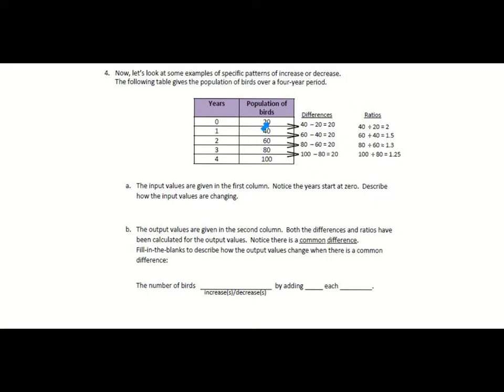We're going to look at the differences and see if they're the same every time, or a ratio and see if it's the same. Your input values are given in the first column, and we're starting with 0. They want you to describe how the input values are changing. We are adding 1 in this case. And it's not always going to be adding 1.